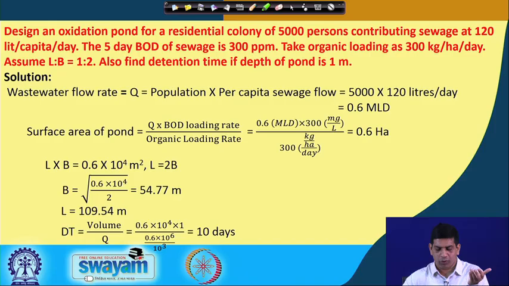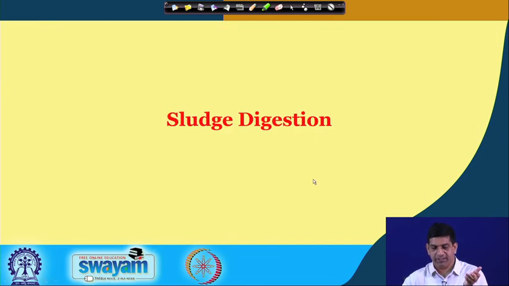So, the volume is 0.6 times 10 to the power of 4 multiplied by 1, because the depth is 1 meter, and the flow is given as 0.6 MLD. So, we convert that, and we get a detention time of around 10 days. So, in 10 days the reaction has to happen. We should have enough microbial species to eat all that and produce CO2. It is an aerobic system; biogas will be produced in an anaerobic system.